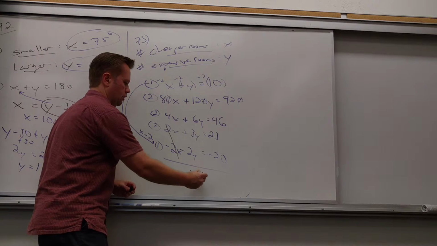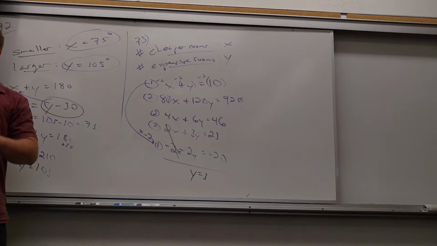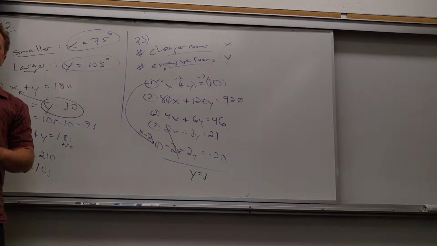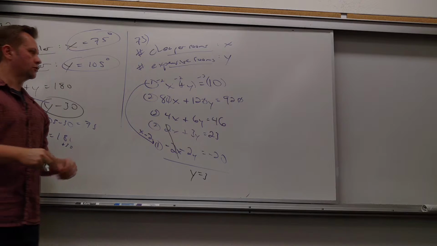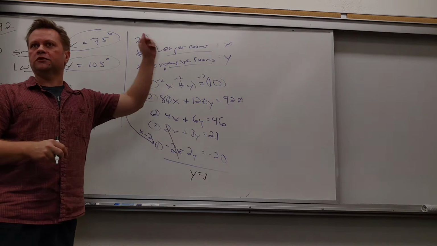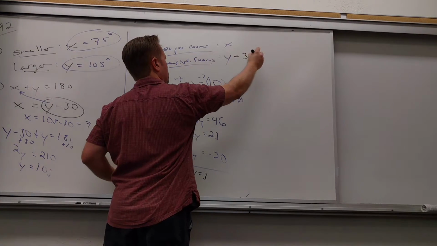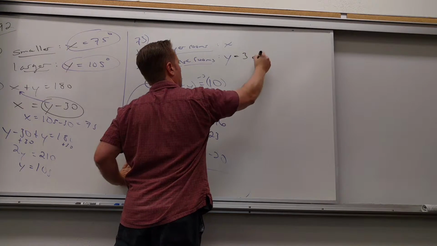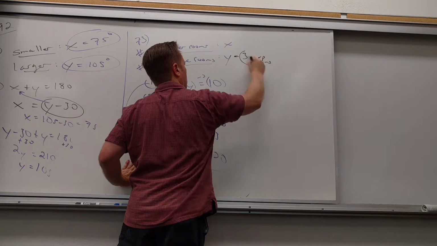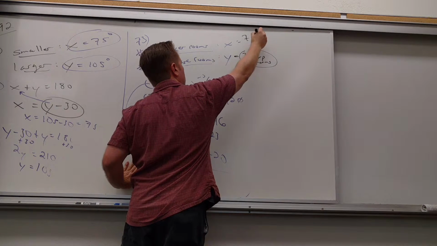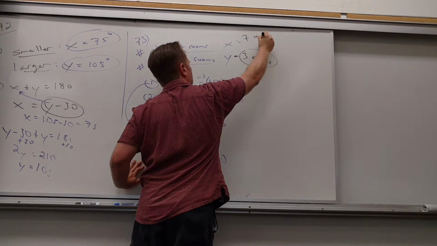Y is 3. What does that mean physically? There's 3 rooms. 3 expensive rooms. I like it. So there were 3 expensive rooms, so there must have been 7 cheaper rooms.